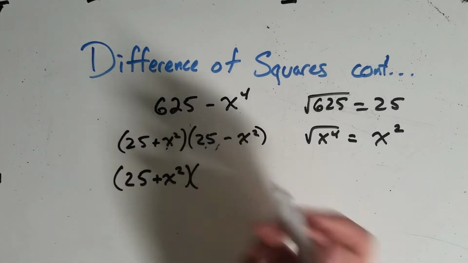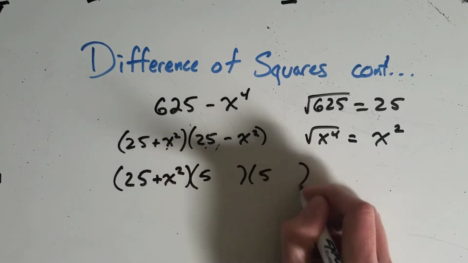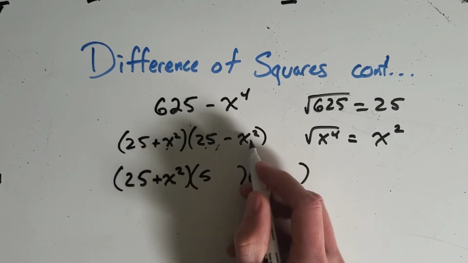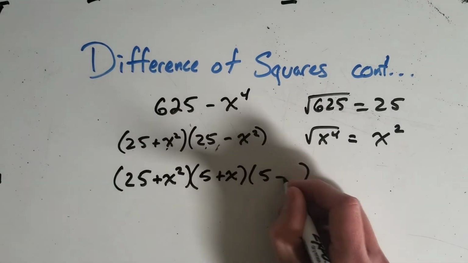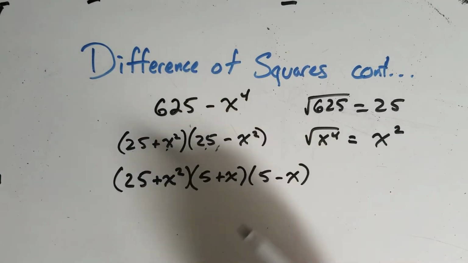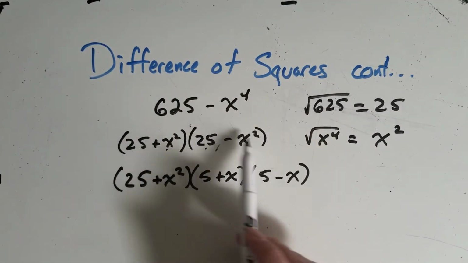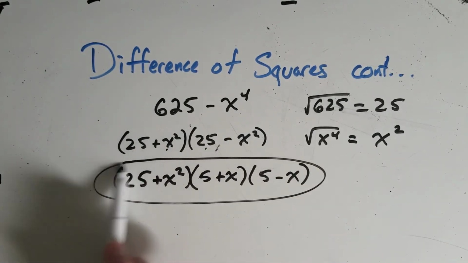So the square root of 25 is 5, so that's going to be your a term. And the square root of x squared is going to be x. So you're going to add an x, and you're going to subtract an x. So we did the difference of squares actually twice here. The second time was for this binomial. So this would be the completely factored form.